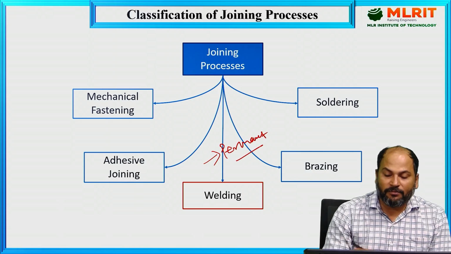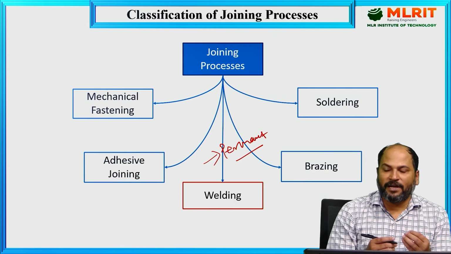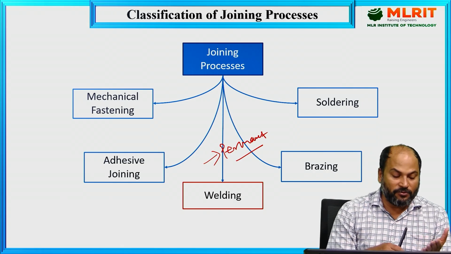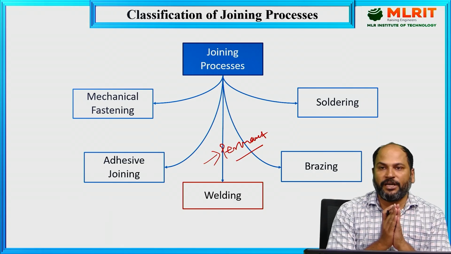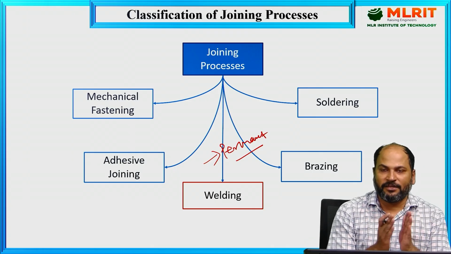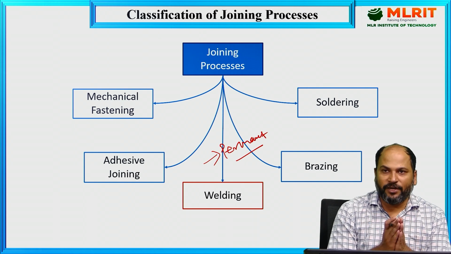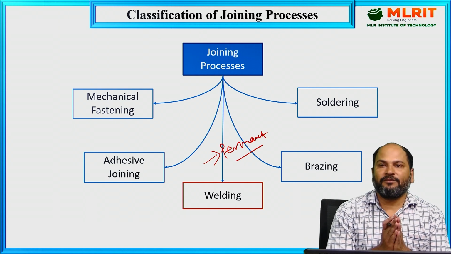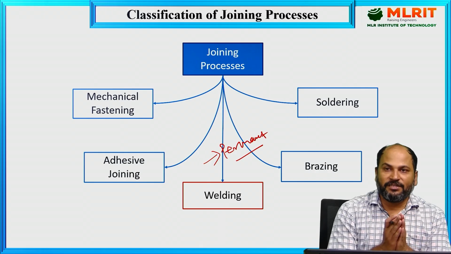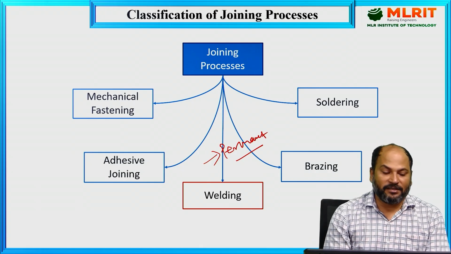What is the meaning of this? Permanent means if I have combined two parts together, for example, suppose I have combined both my palms together through a welding process, and if I have to dismantle the two parts, meaning I have to remove my palms away from each other, then I will have to physically damage my palm. Then and only then can I remove them. If this is the case, it is known as permanent joining, and welding comes under this category.